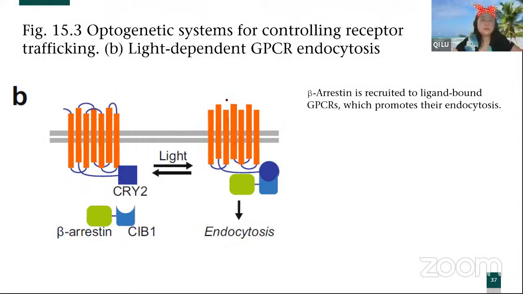Another is light-dependent GPCR endocytosis, and this experiment design links CIB1 with beta-arrestin. After light stimulation, CRY2 heterodimerizes with CIB1. It will cause endocytosis of the receptors. So it is another way to control receptor trafficking.